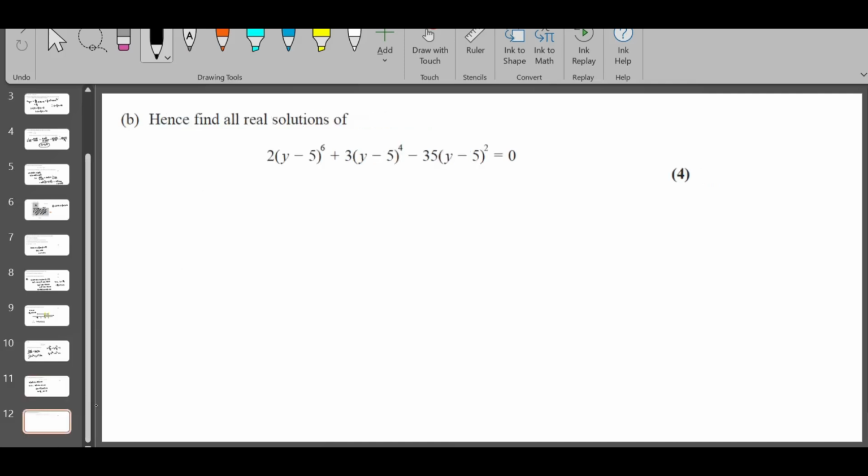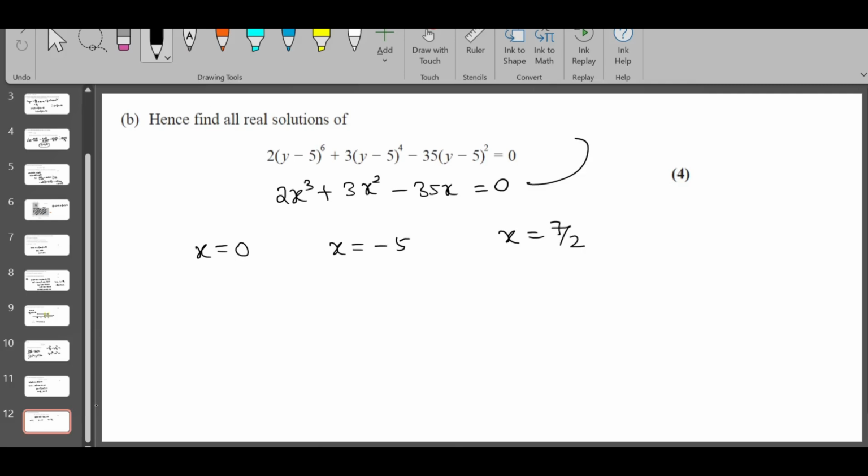Hence find all real solutions of this. Okay, in part A we solved this equation. 2x cubed plus 3x square minus 35x is 0. And we got these solutions. X is 0, x is minus 5, x is 7 over 2. When you compare these two equations, in the place of x, you have y minus 5 whole square, right? So in the solution also replace x by y minus 5 whole square and solve again.